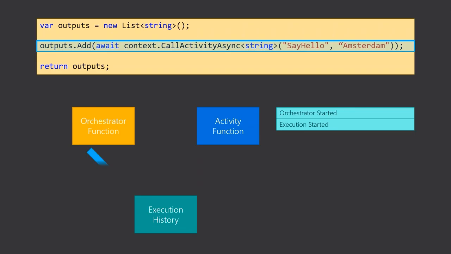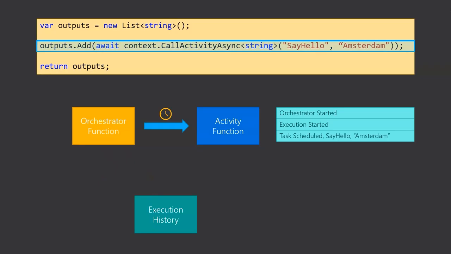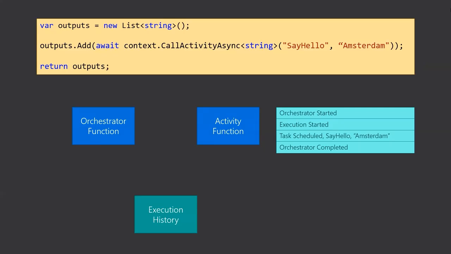So the first thing the orchestrator is going to do is look into our execution history and say, did we run that before? And the execution history will say, no, you did not run say hello with parameter Amsterdam before. So I don't have any result for you. So the orchestrator is going to schedule the work. It's going to say, okay, so I need to run say hello with parameter Amsterdam and do whatever you have to do. But then the orchestrator doesn't have to do anything else. It's just going to shut down until this execution is done. So the orchestrator at that point is just going to complete.